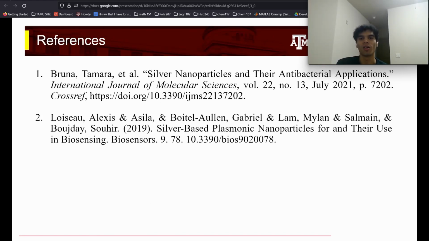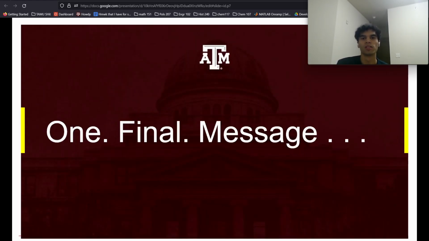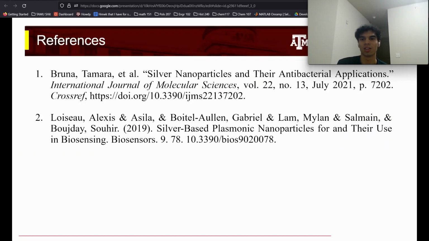So these are our references. The first one is Silver Nanoparticles and Their Antibacterial Applications by the International Journal of Molecular Sciences. And the second one is the silver-based plasmonic nanoparticles and their use. So that is the image there.